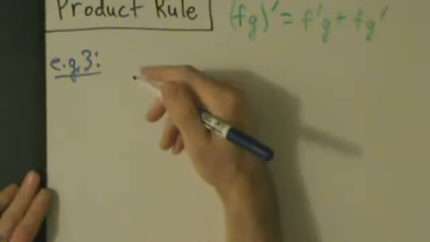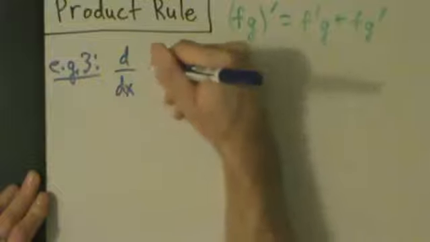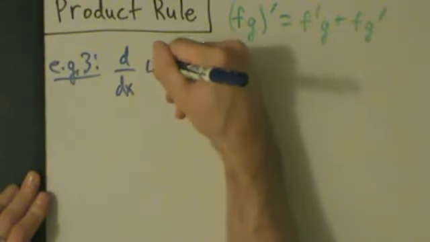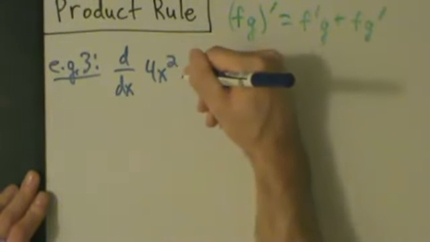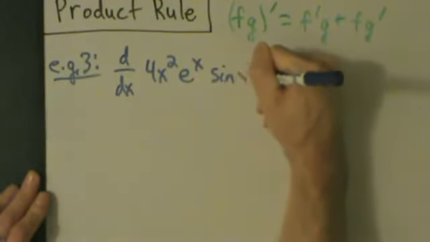with the product rule. Let's say we want d dx of 4x squared times e to the x times sine of x.